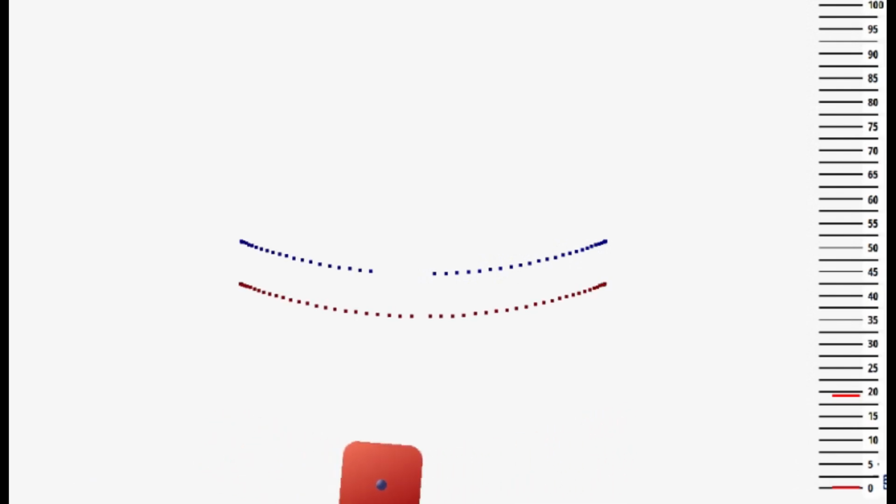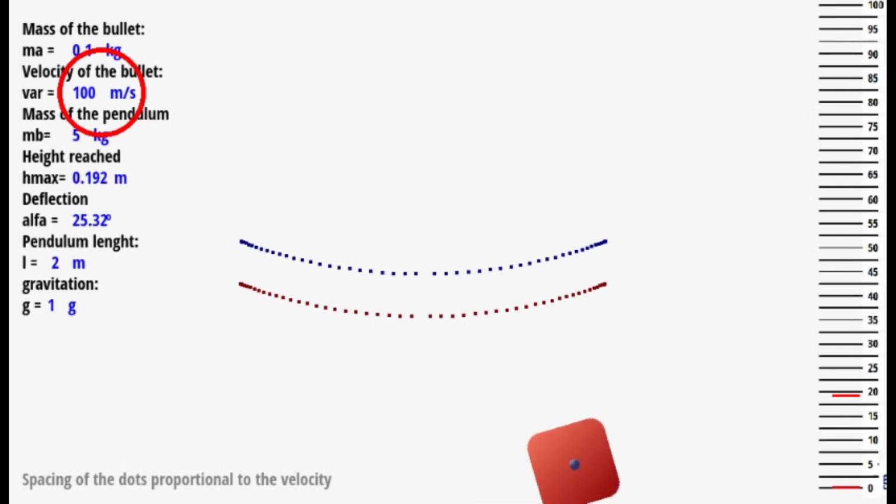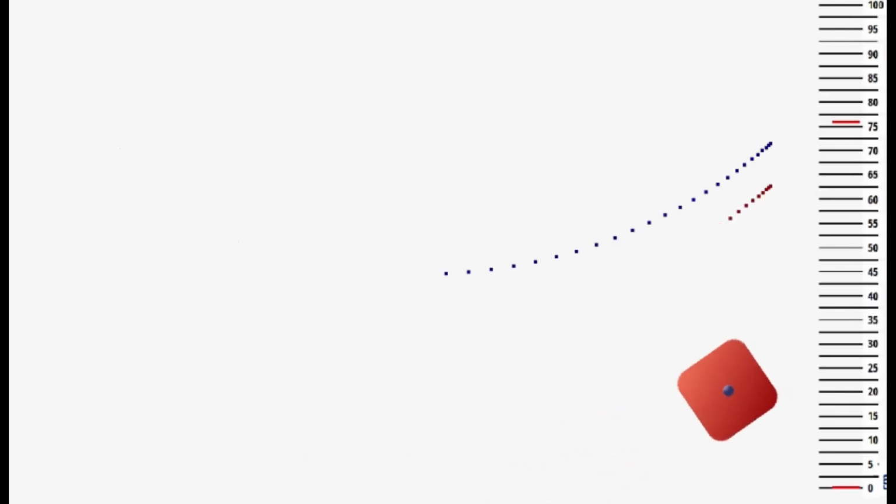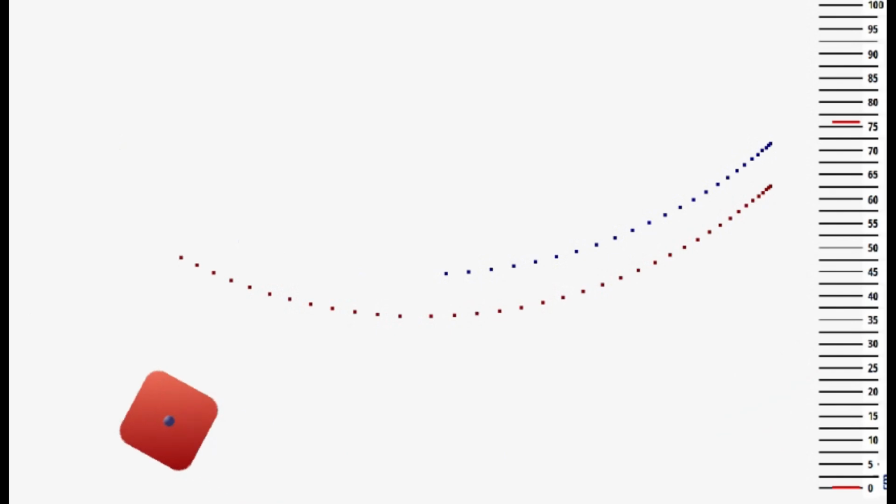Note that, when the velocity of the bullet doubles, its energy quadruples, and so, the corresponding height attained by the center of mass of the system pendulum plus bullet.